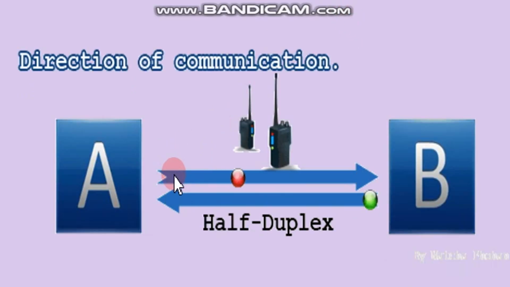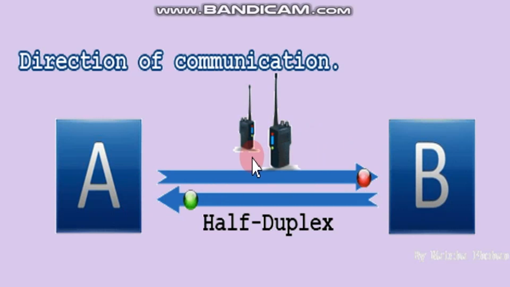The second type of data communication mode is half duplex. In a half duplex mode, we can send and receive data or information in both directions, but not simultaneously. As you can see in this figure, A and B are sending data to one another. When A is sending data to B, B will wait for its turn to be the sender, and then B will send the data to A. This is how they are going to send and receive data or information from one place to another.